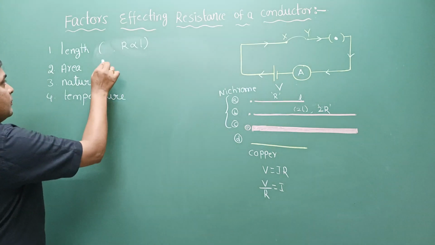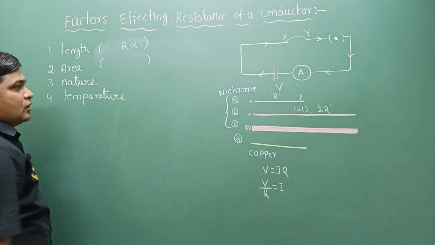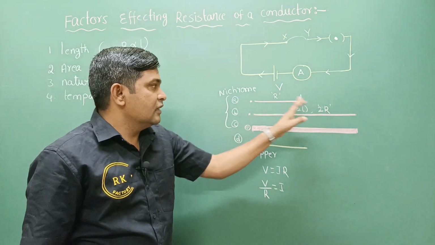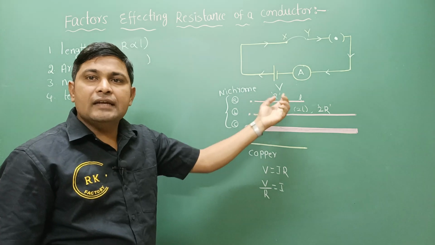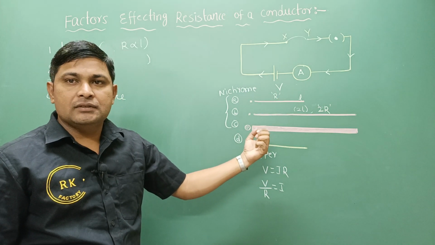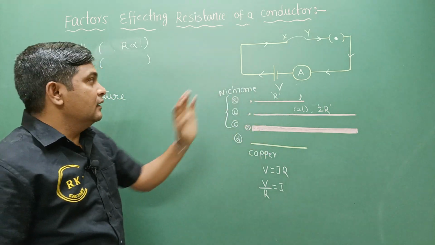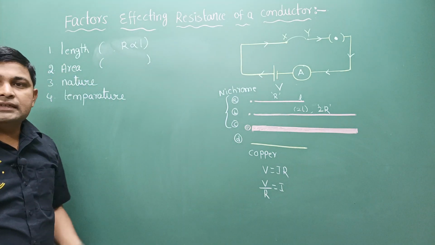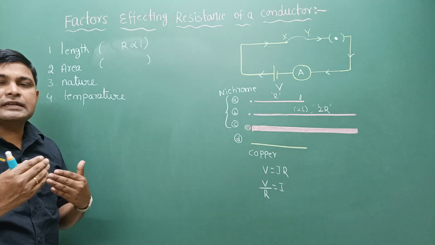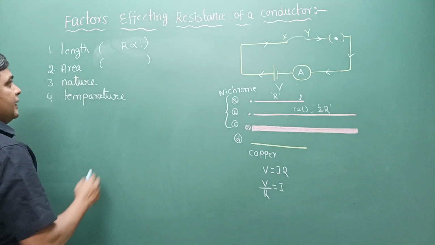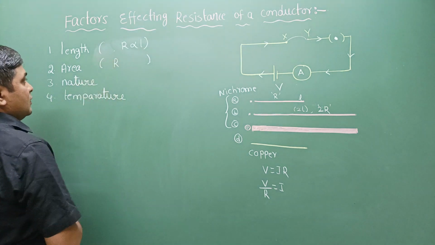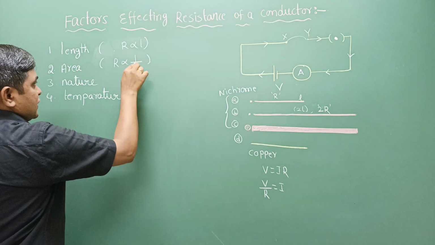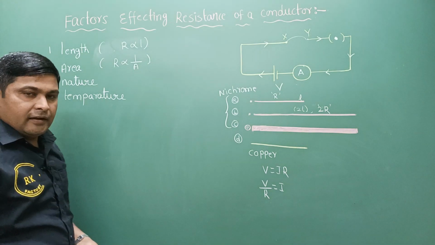And let's come to the area. When length is increased, resistance increased. If I make it half, again resistance is going to be half. That is why with respect to length, the resistance is directly proportional. What about area? Whenever we are talking with respect to area, R is inversely proportional to area.